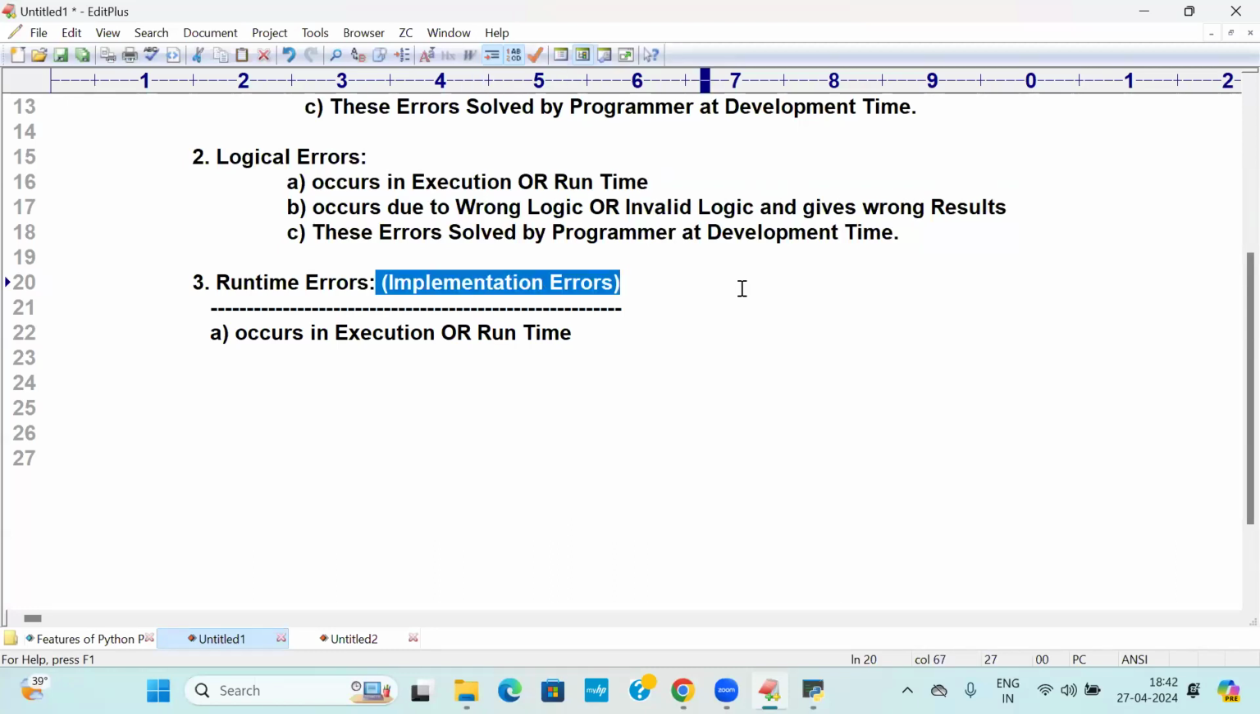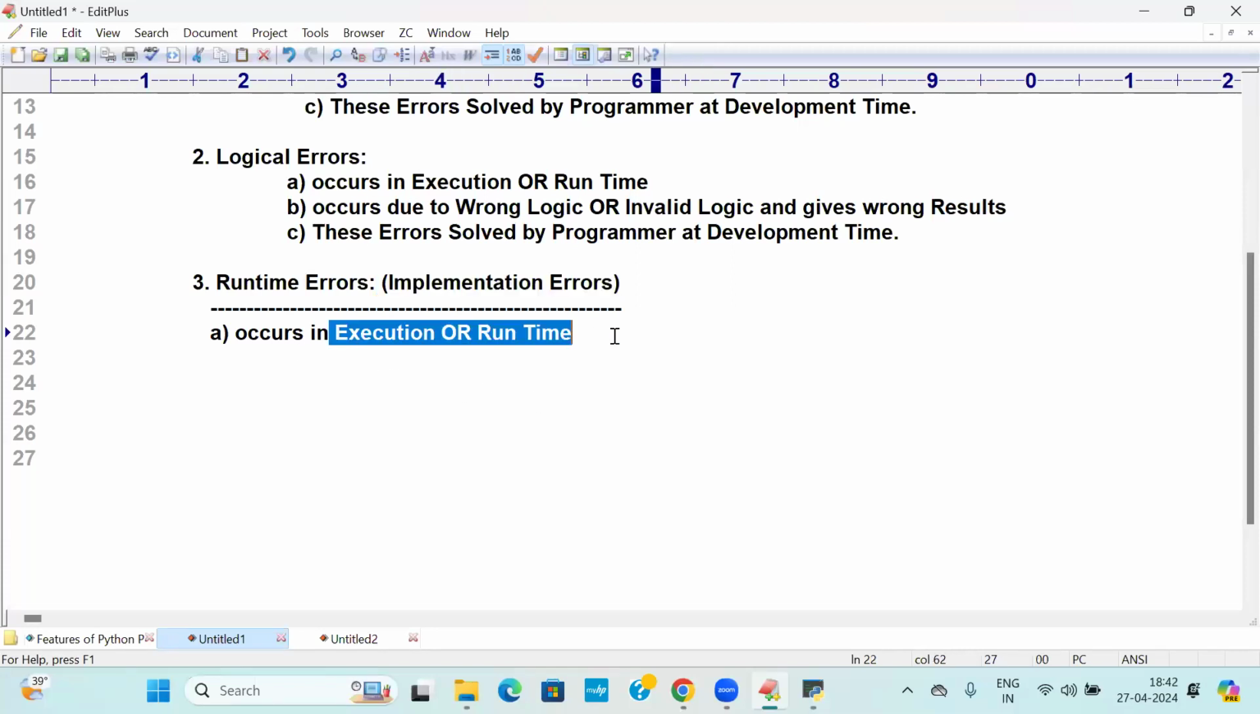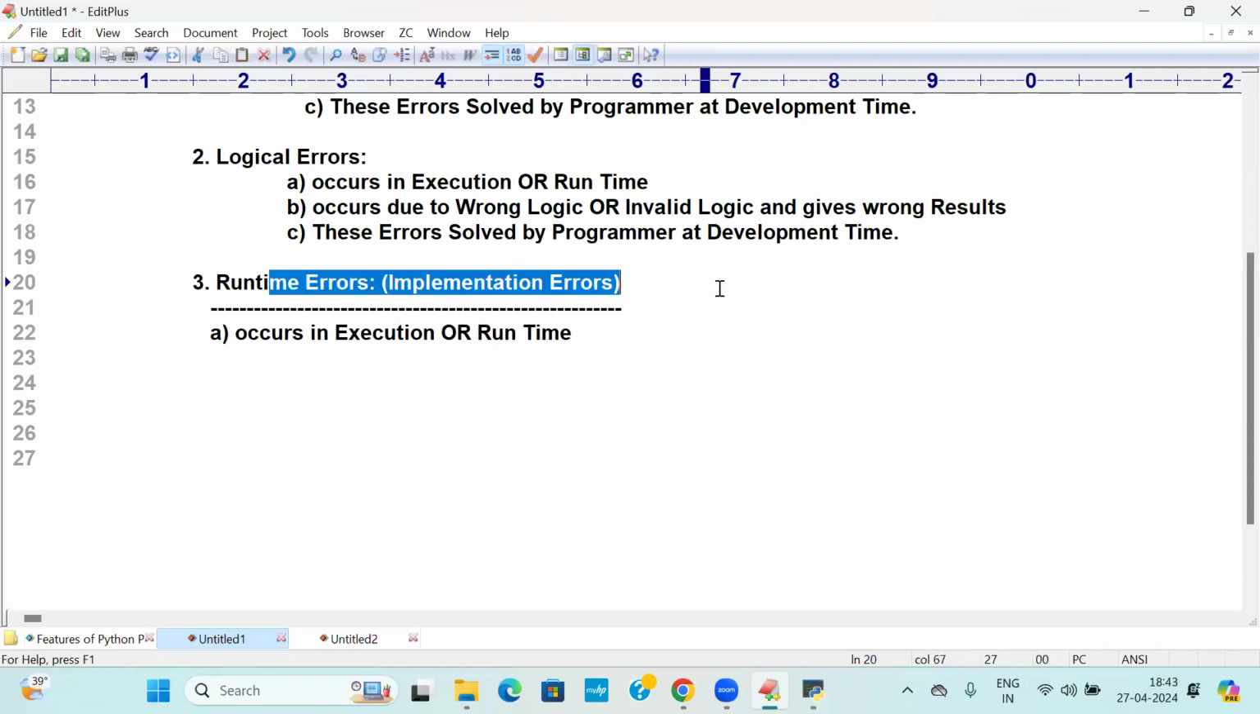Implementation errors. Take when you buy an Apple phone, an iPhone. Some errors will come when you are operating it. Those errors were not fixed during the development of that iPhone software. At that time, they are known as what? Implementation errors. Okay, leave that entire thing. Come on. They occur at what time? Execution or runtime. My project is 24 by 7. It is running like an ATM application. These errors occur during runtime or execution.